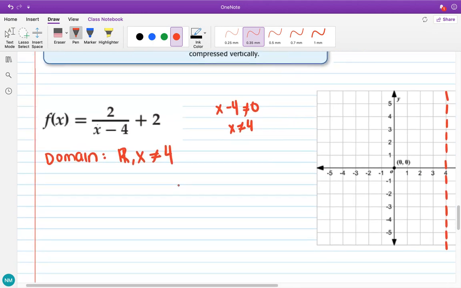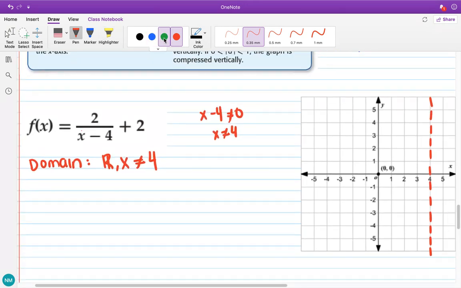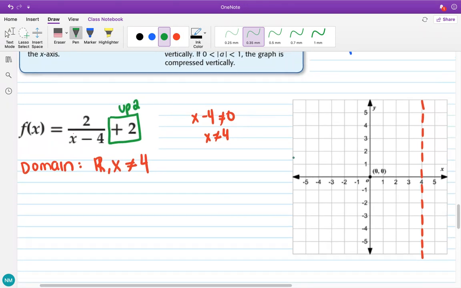Then I also know that my function moved where? Up 2, so my y equals 0 asymptote became a y equals 2 asymptote. This is x equals 4 and y equals 2. Right now, I'm not worried about you graphing it perfectly, but I do think it's important for you to get a few of the key points. So I'm going to get my y-intercept, because I think it's important for us to know where it is.